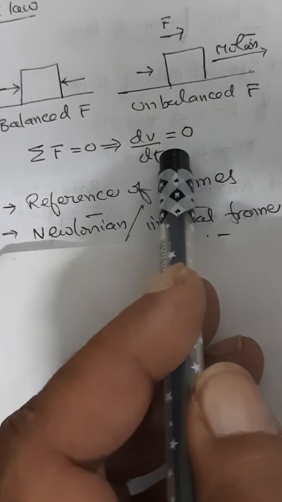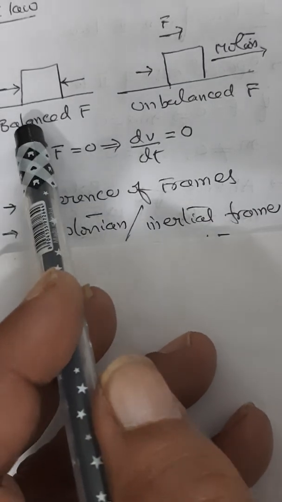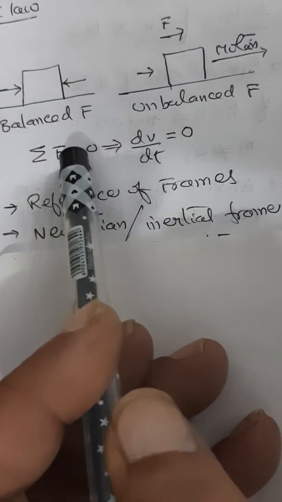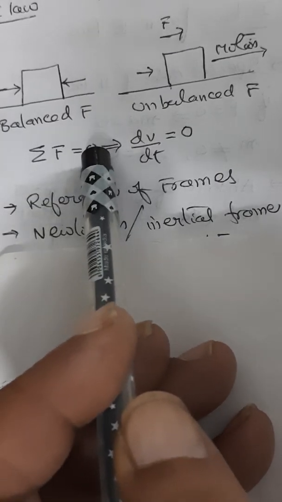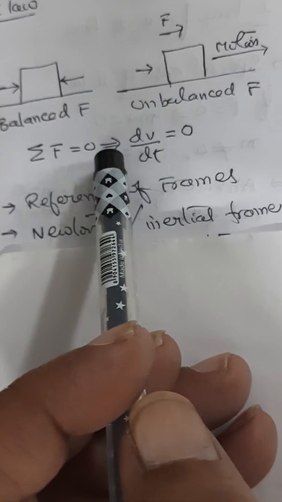Now this helps us to interpret the first law of Newton like this. How do you interpret? Carefully listen. If the resultant force, which is nothing but the vector sum of all the forces acting on the object, is 0, then the velocity of the object is constant. This is how you can represent the first law of Newton.